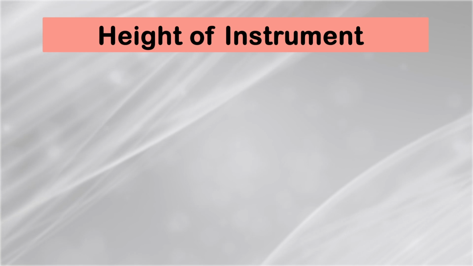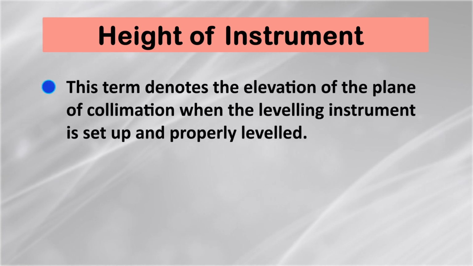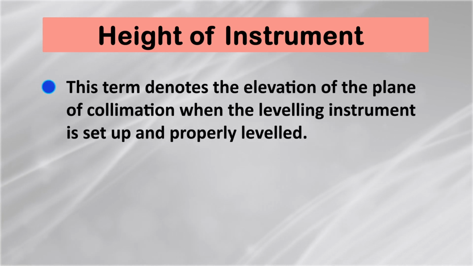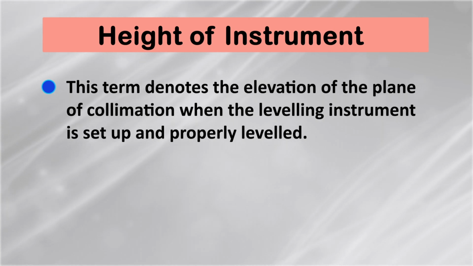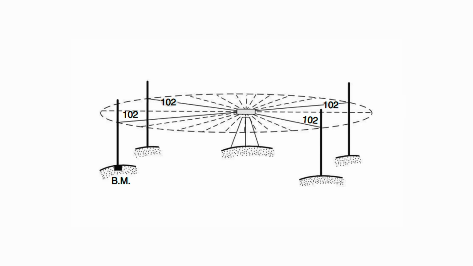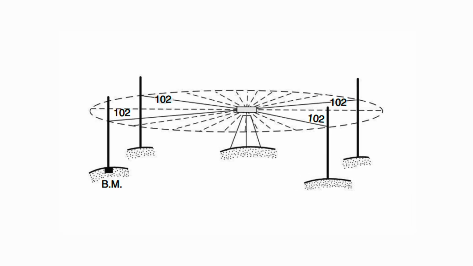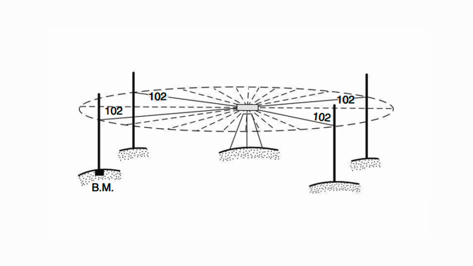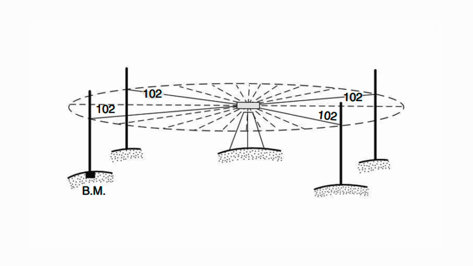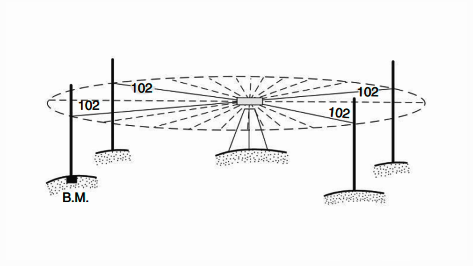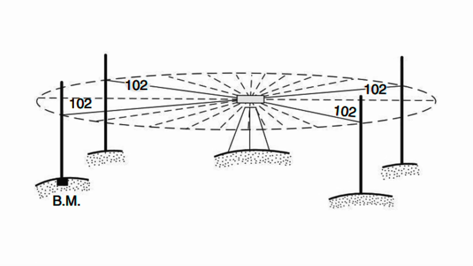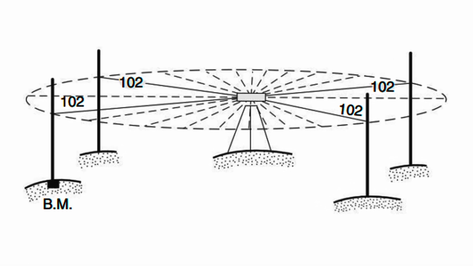Next is height of instrument. This is very important as this term denotes the elevation of the plane of collimation when the leveling instrument is set up and properly leveled. For example, if the instrument shows a height of 102 meters, it refers to the elevation at which the plane of collimation is set, not the physical height of the telescope above the ground.